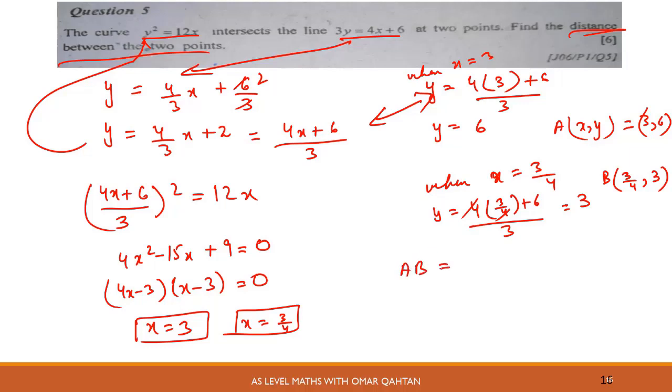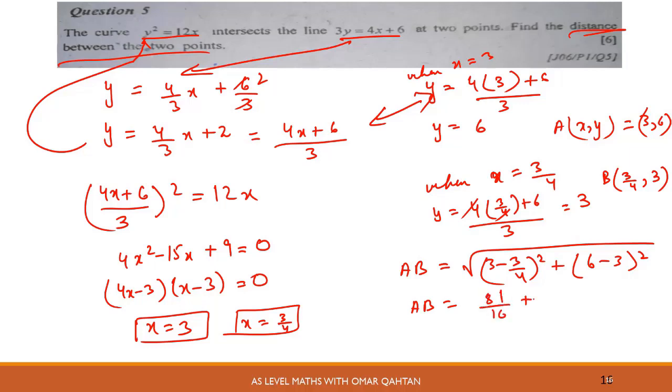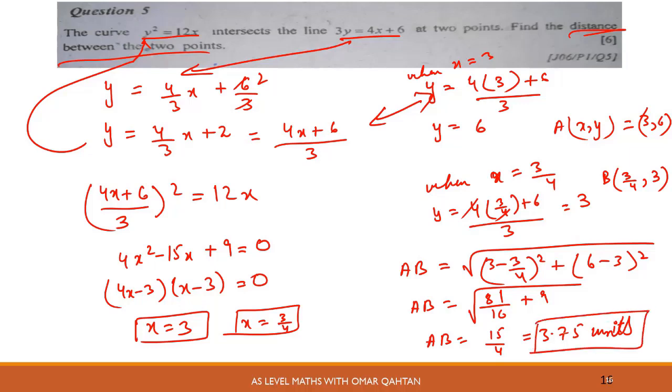So the distance of AB will be root of 3 minus 3 upon 4 whole square plus 6 minus 3 whole square. And AB will be equals to root of 81 upon 16 plus 9, which will be equals to 15 upon 4, 3.75 units. And that's it. That's how we find the distance between the 2 points.